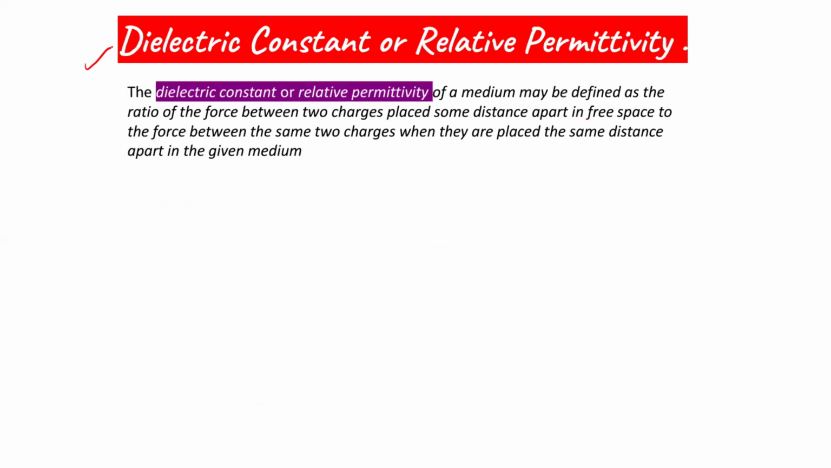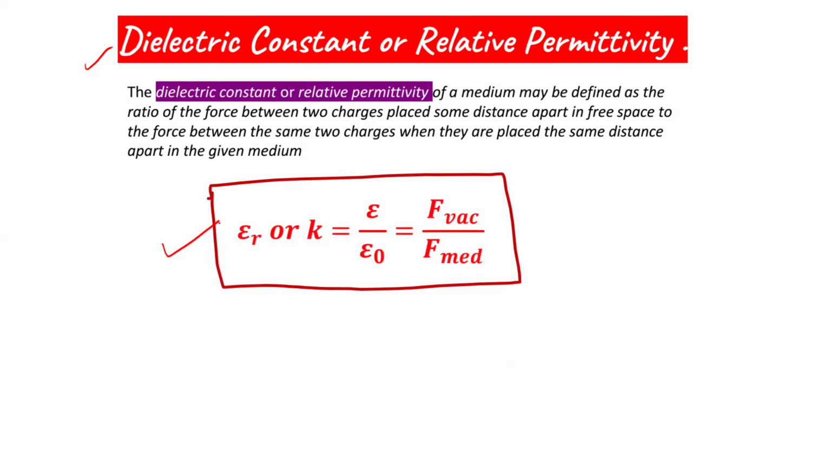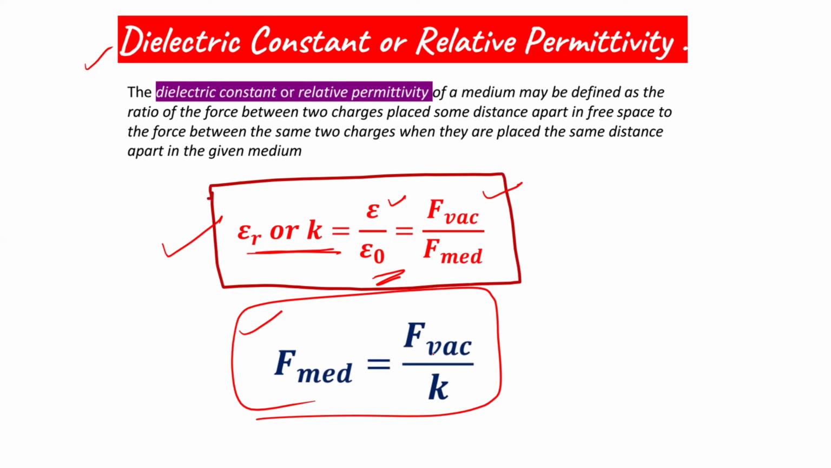What is dielectric constant, or you can say relative permittivity? The dielectric constant or relative permittivity of a medium may be defined as the ratio of the force between two charges placed some distance apart in free space to the force between the same two charges when they are placed the same distance apart in the given medium. For example, epsilon r, or you can say k, is defined as the ratio of epsilon and epsilon naught, or the ratio of force in vacuum to the force in the medium. So force in the medium is nothing but the force in vacuum divided by k.